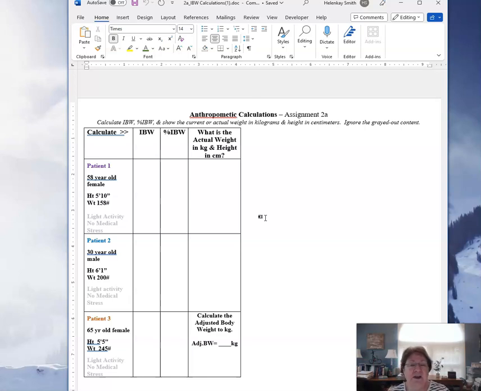And here you are challenged with several of these calculations. So you'll be calculating ideal body weight, percent of ideal body weight, and in the third column, converting the actual weight of the patient to kilograms and the height to centimeters. And you'll notice you'll have 3 patients to attend to those calculations.